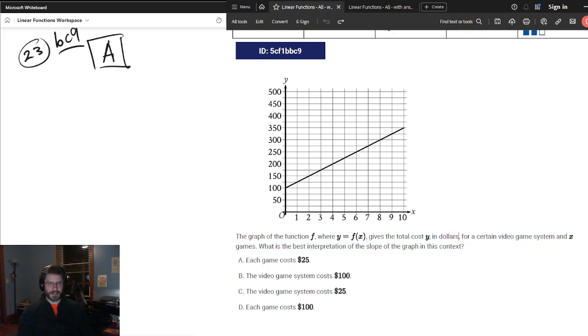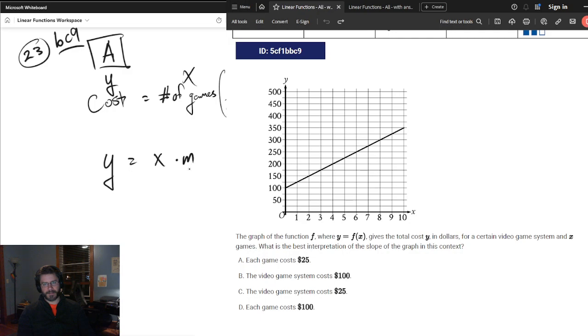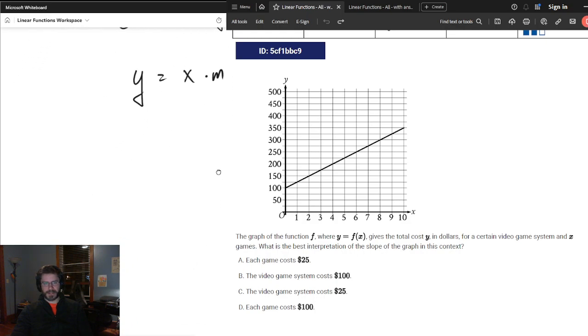If we want to set this up as an expression, we can say cost equals number of games times the dollars per game. Dollars per game is the slope in this case. The number of games they establish is x, and the cost is y. So we essentially have y equals x times m, or in standard form you'd flip that, but sure. So the cost per game must be the slope. And we don't care what that cost per game is, we just care that it's phrased that way.